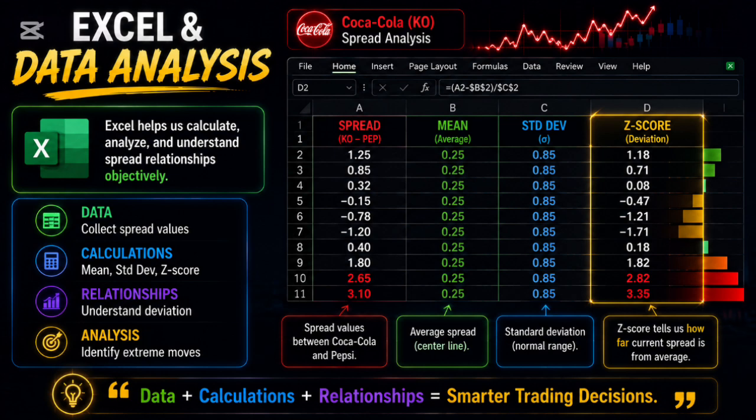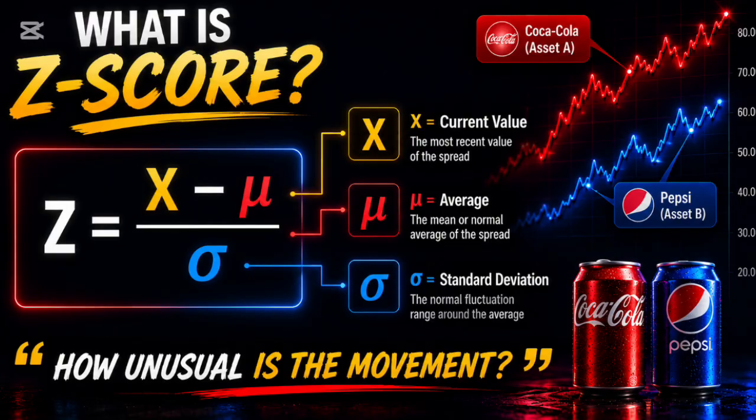So if you forget anything from this video, this is the takeaway for you, right? You need to remember this. If you forget everything, don't forget this. The z-score helps traders answer one very important question, right? It answers how unusual the current movement is compared to the normal behavior. How unusual.